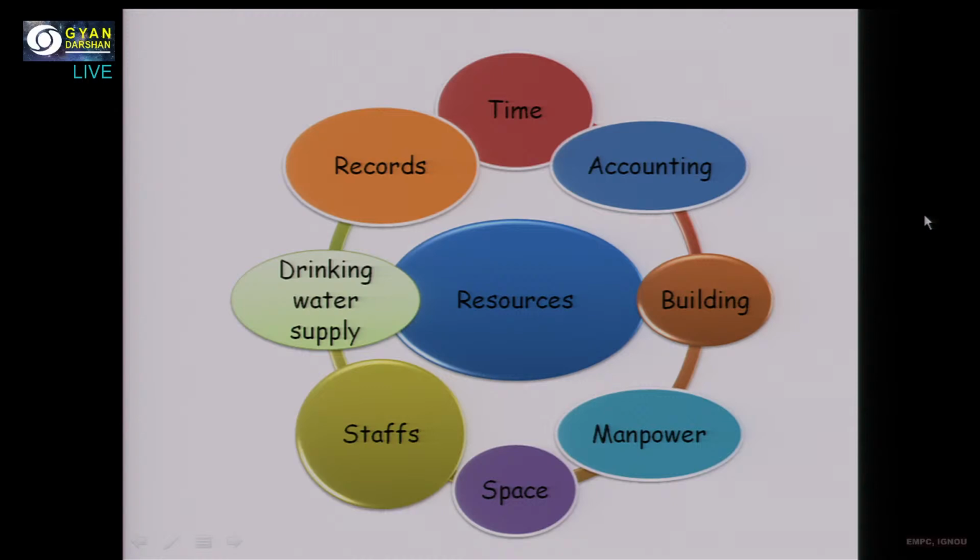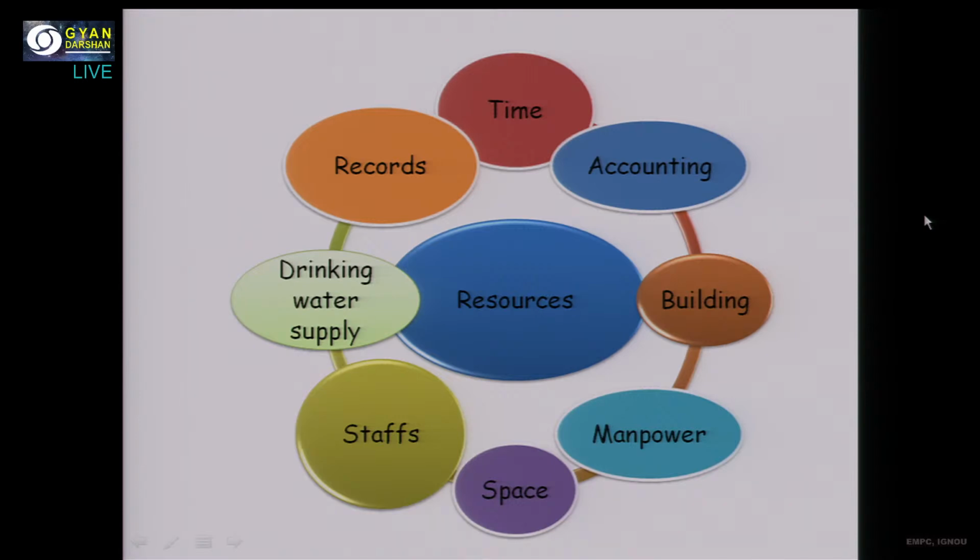And the next, manpower, that is the power. Manpower is an intangible resource. We cannot see the power that is involved in human resources, but we can utilize it, their expertise, their skills. How we utilize it, that is an important thing. And the next one, that is space: how do we utilize the space that is available in an institution, that is a tangible resource, and then the staff, that is a tangible resource.